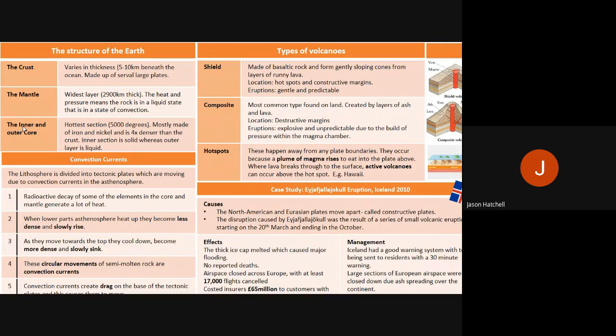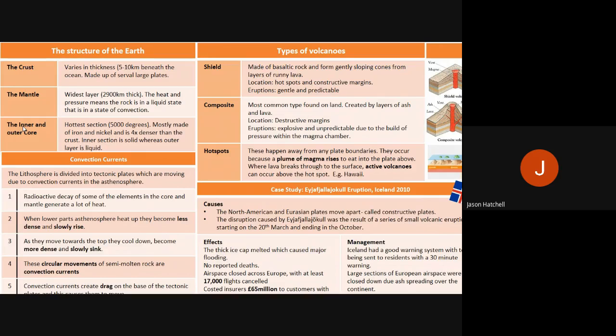And then finally, we've got the crust. Now, the crust has variations in thickness, and it goes up to about 70 kilometers deep, but it's about 5 to 10 kilometers deep beneath the ocean. It's made up of several very large plates and lots of small plates. And those large plates particularly are the continents of the world.